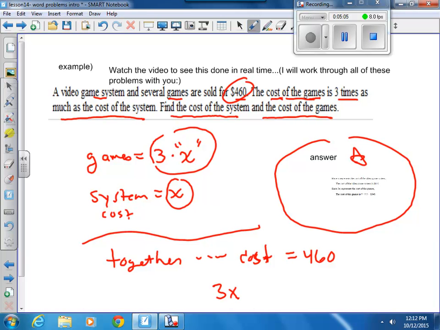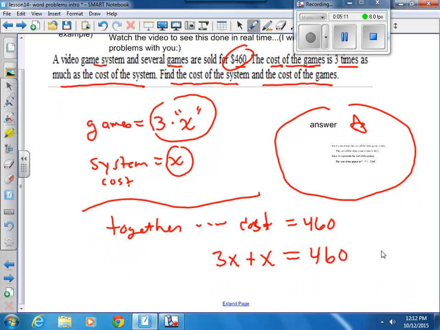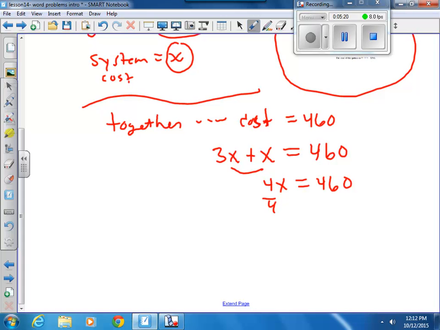Okay, so 3x plus x has to equal 460. And then just solve. 3x plus x makes 4x, and that equals 460. And then just divide both sides by 4. You can certainly do that off on the margin somewhere.